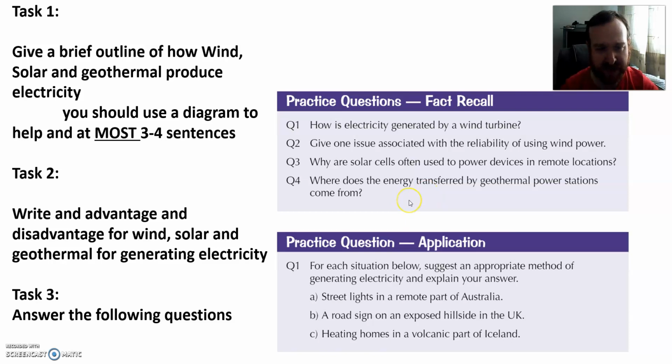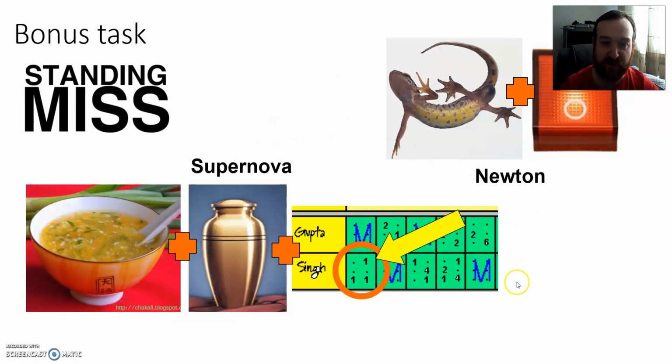Now, I've got a bonus task, and this is only for those of you who want to do it. This is completely optional. But I've got 3 examples of dingbats. I've got this one, which is misunderstanding. I've got a picture of an on button, so Newton. This is my favourite. We've got a bowl of soup, we've got an urn, and then this is a cricket scorecard, so this is 1 over. So we've got supernova.